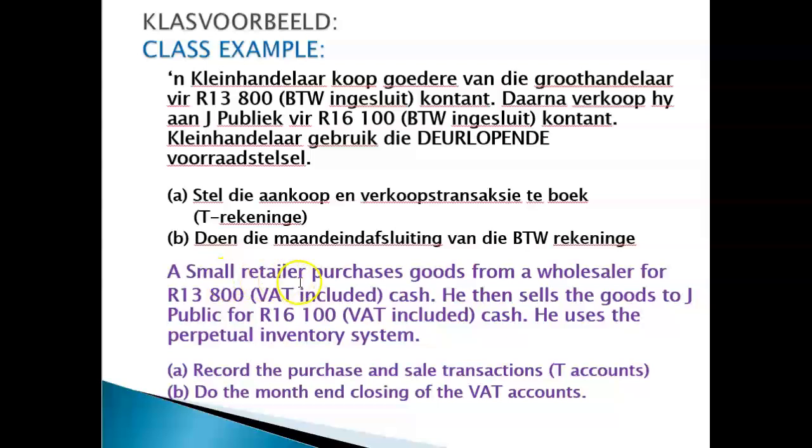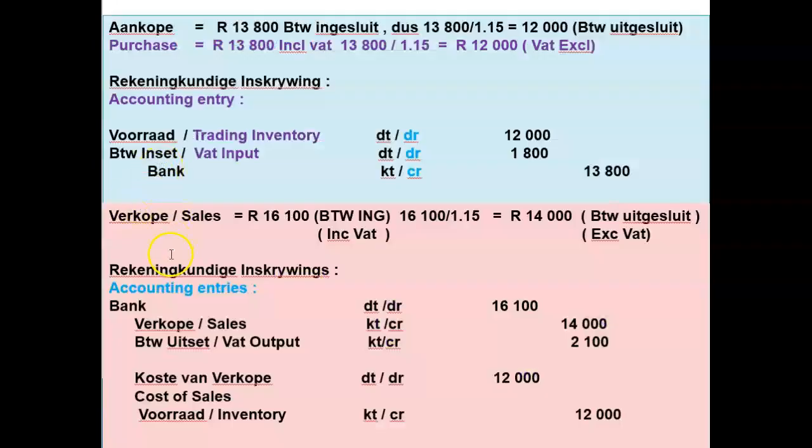Let's do another example. A small retailer purchases goods from a wholesaler for 13,800 Rand, VAT inclusive, for cash. He then sells the goods to J Public for 16,100 Rand, VAT inclusive, also for cash. He uses the perpetual inventory system. So he wants you to record the purchase and sales transactions and do the month-end closing of the VAT accounts. So the first thing that we've done is let's do the calculations.